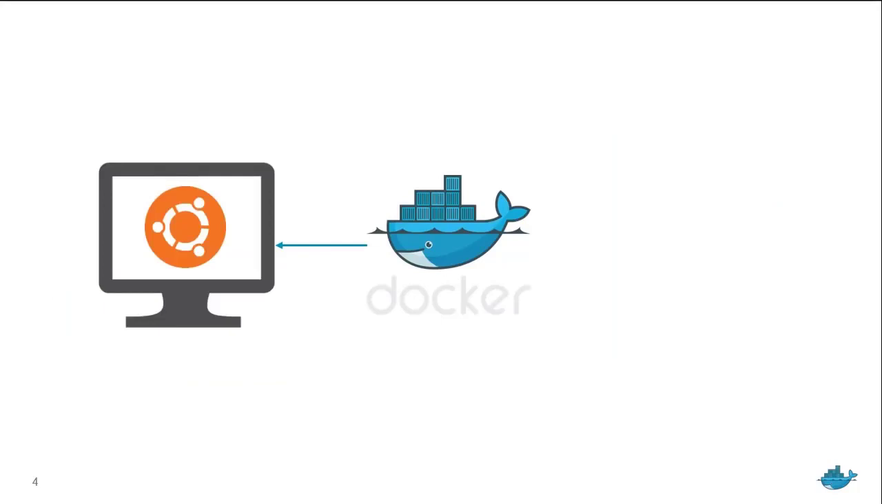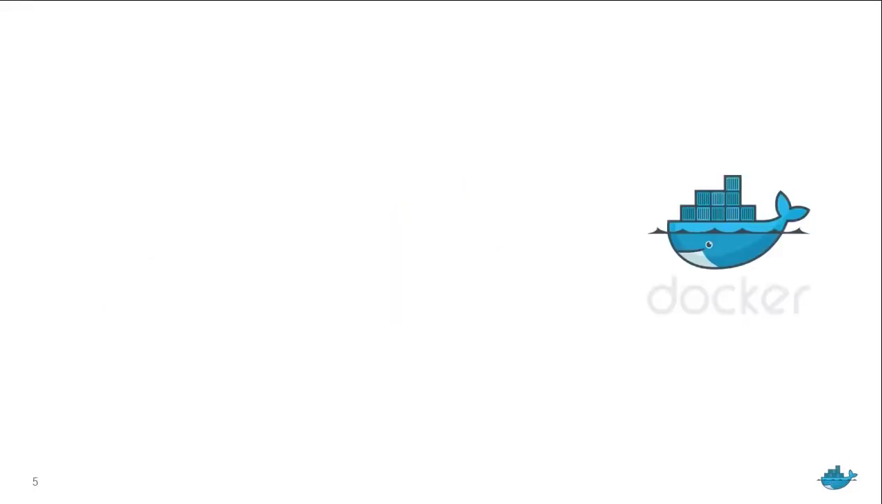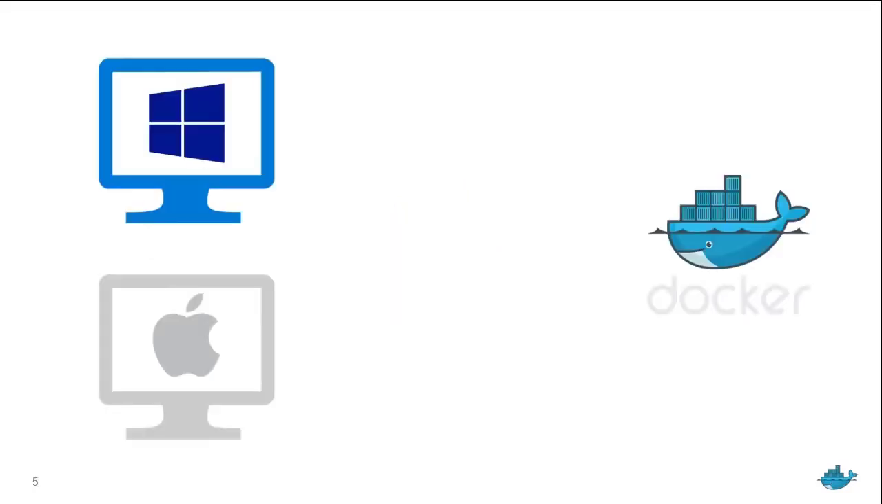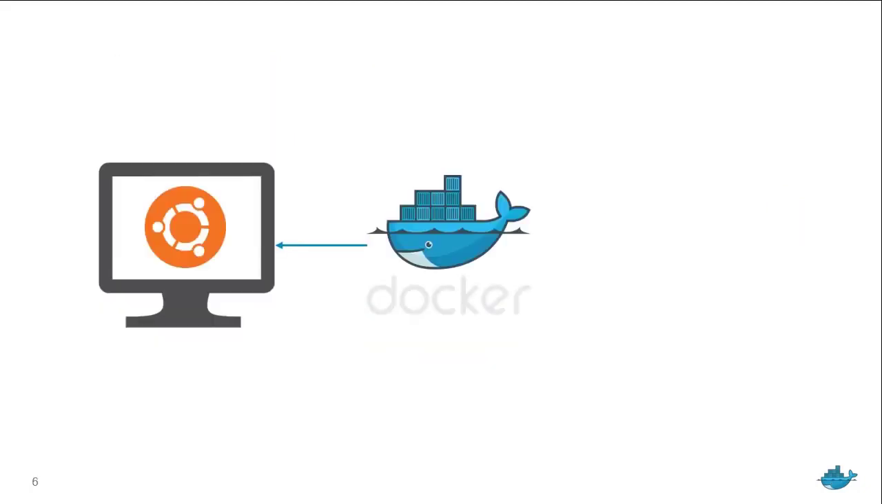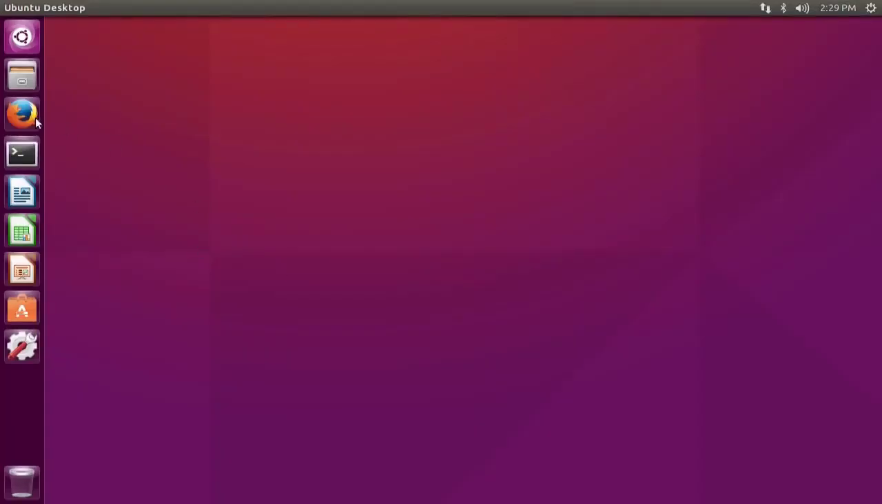Here we go. Docker's on home ground with Ubuntu, taking advantage of core features of the Linux operating system. You can run Docker on Mac and Windows too, but at the moment you have to do it through a virtual machine running Linux. With Ubuntu, we don't need a VM, we can run Docker natively. So here's my Ubuntu machine.